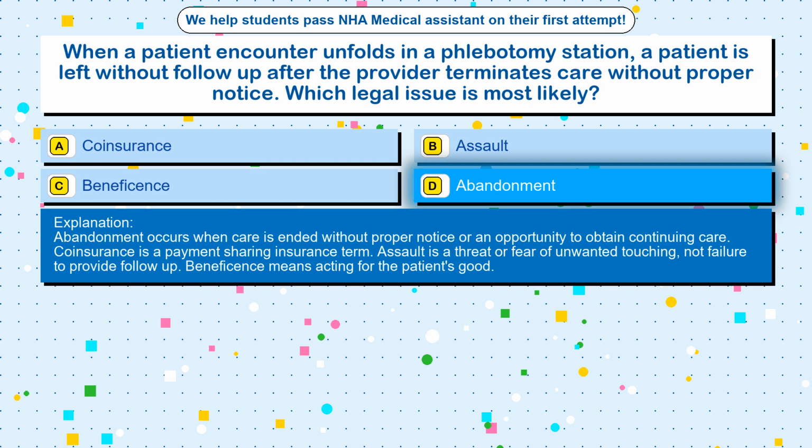Abandonment occurs when care is ended without proper notice or an opportunity to obtain continuing care. Coinsurance is a payment-sharing insurance term. Assault is a threat or fear of unwanted touching, not failure to provide follow-up. Beneficence means acting for the patient's good.